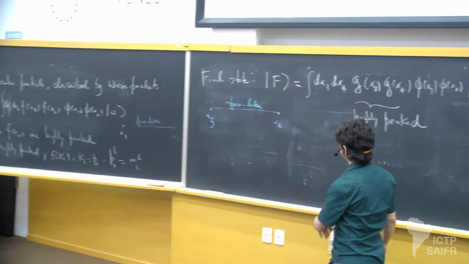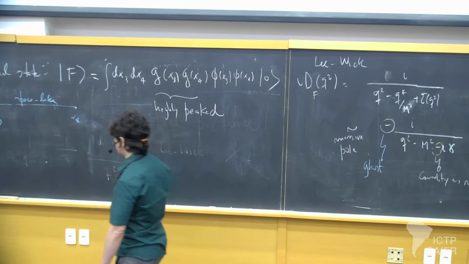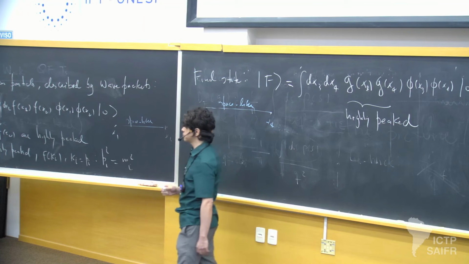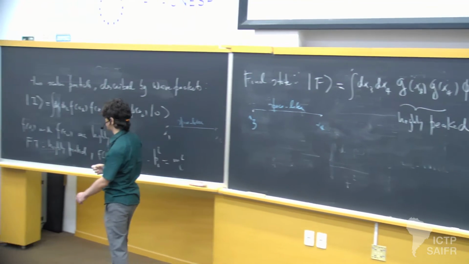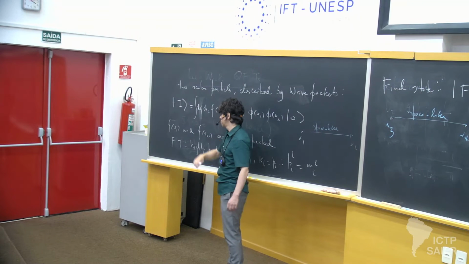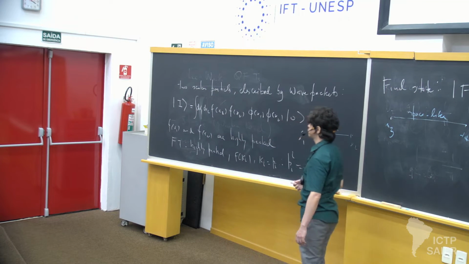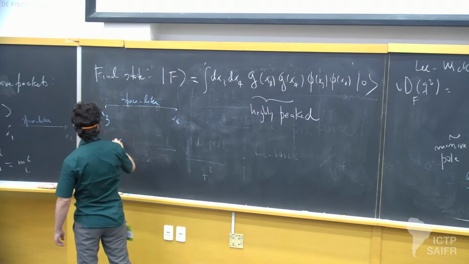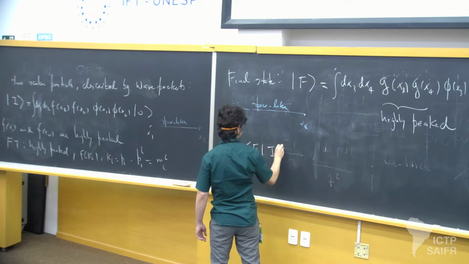And again, similar to this case. So our question is, what is the probability, or the probability amplitude, of starting with this initial state and ending up in this final state? So you want to calculate this probability amplitude, right?